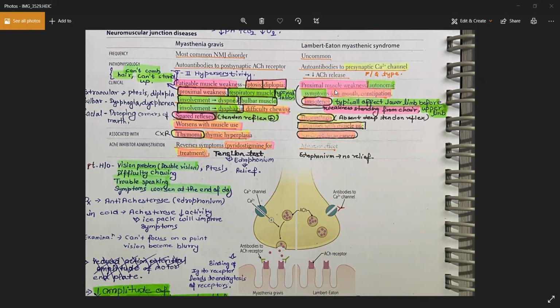First important thing: you will have a proximal muscle weakness just like myasthenia gravis. But the weakness involves the lower limbs first, then the upper limbs.